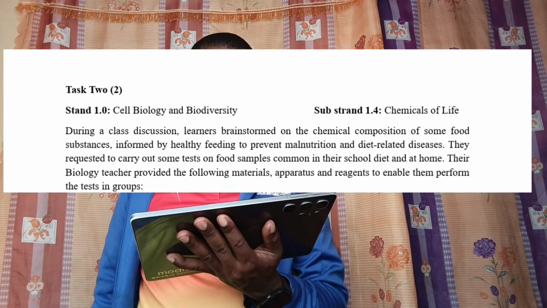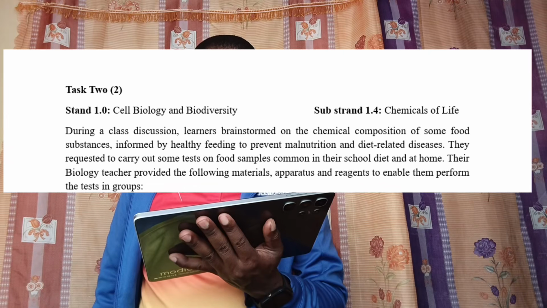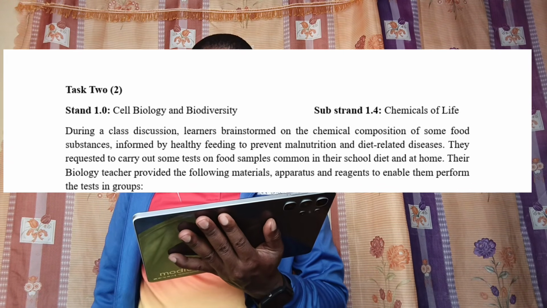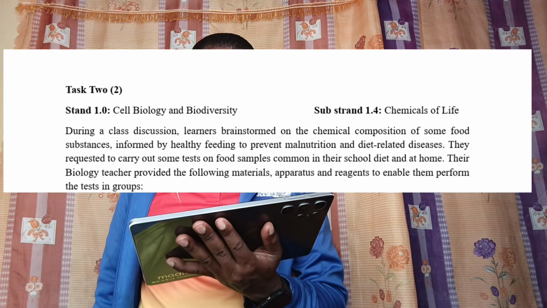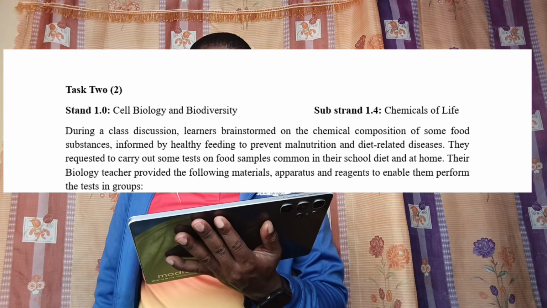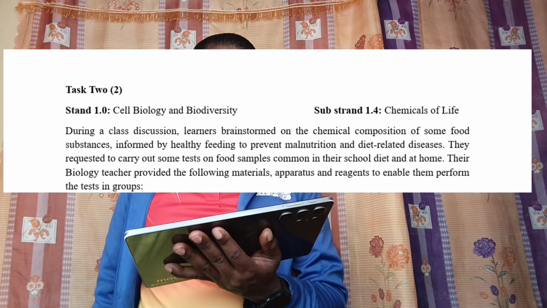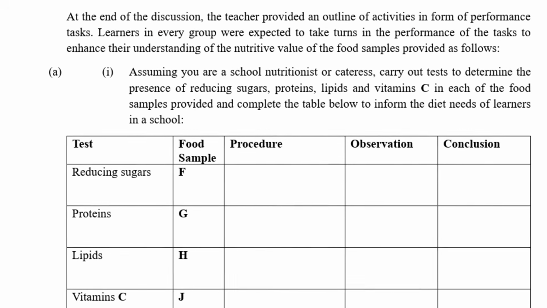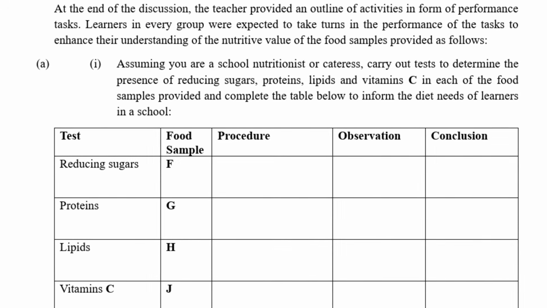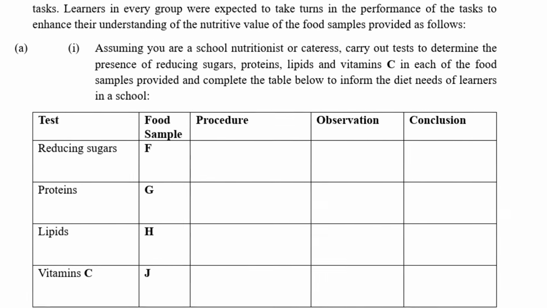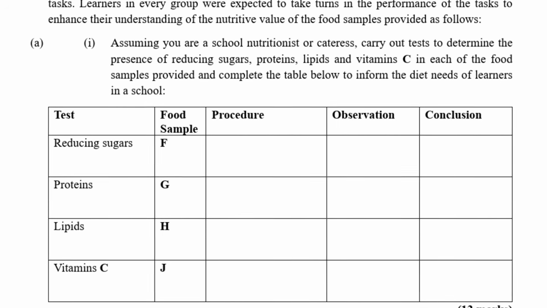Question 2. Carry out tests to determine the presence of reducing sugars, proteins, lipids, and vitamin C in each of the following food samples provided, and complete the table below to inform the diet needs of learners in a school. We have a table here: tests, including the test for reducing sugars, protein, lipids, and vitamin C. Then the food samples, we have F, G, H, and J.